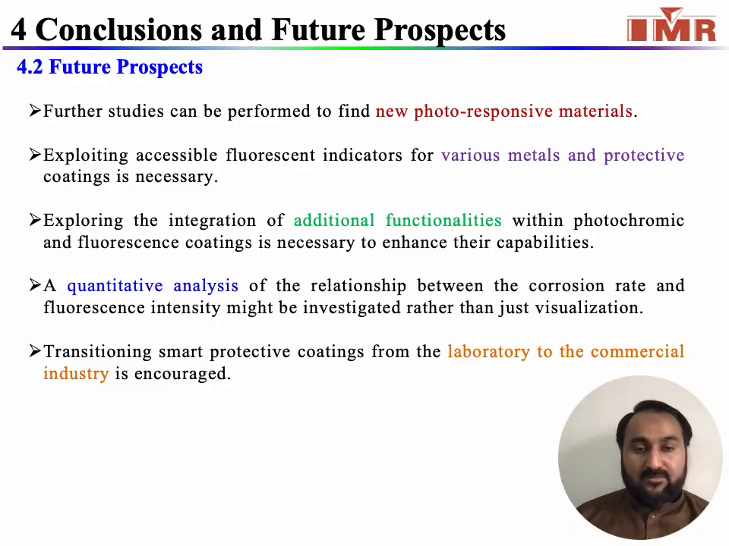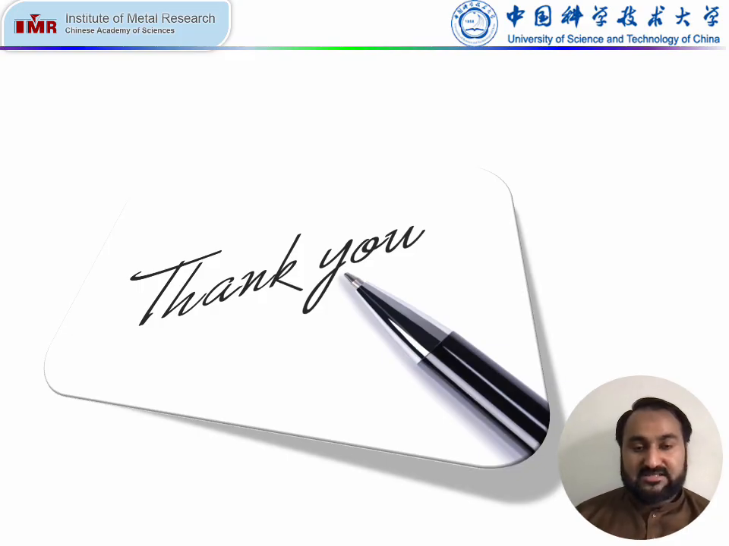So what are the future prospects? In the future, we can explore some new materials, and we can use fluorescence indicators on different metals and different protective coatings. We can add additional functionalities into the chromic coatings, the quantitative relationship with the corrosion rate can also be investigated, we can perform more calculations, and we can take these coatings from laboratory to commercial scale. So that's all from my side.